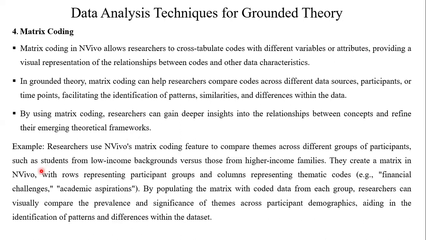An example includes that the researcher uses the NVivo matrix coding feature to compare themes across different groups of participants, such as students from low income backgrounds versus those from higher income families. They create a matrix in NVivo with rows representing participant groups and columns representing thematic codes like financial challenges, academic aspiration. So by populating the matrix with coded data from each group, the researcher can visually compare the prevalence and significance of themes across participant demographics.